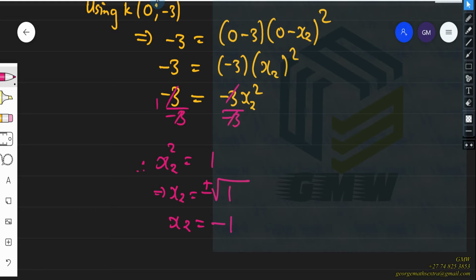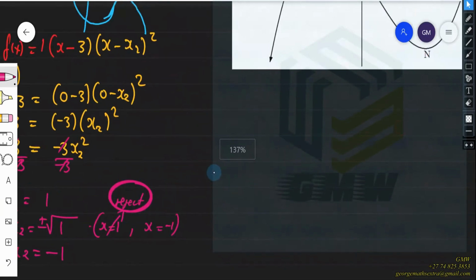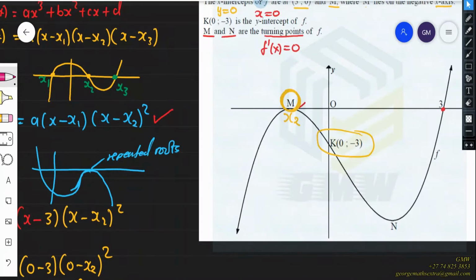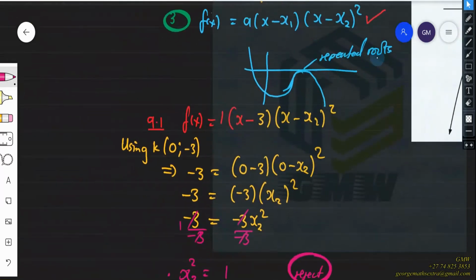We know there are two solutions here. The other solution is x equals 1. The other one is x equals minus 1. But we are rejecting this. We are rejecting this because if you check on the graph, we have our x2 on the negative side of the Cartesian plane. So x2 is negative, and it's given also in the description.